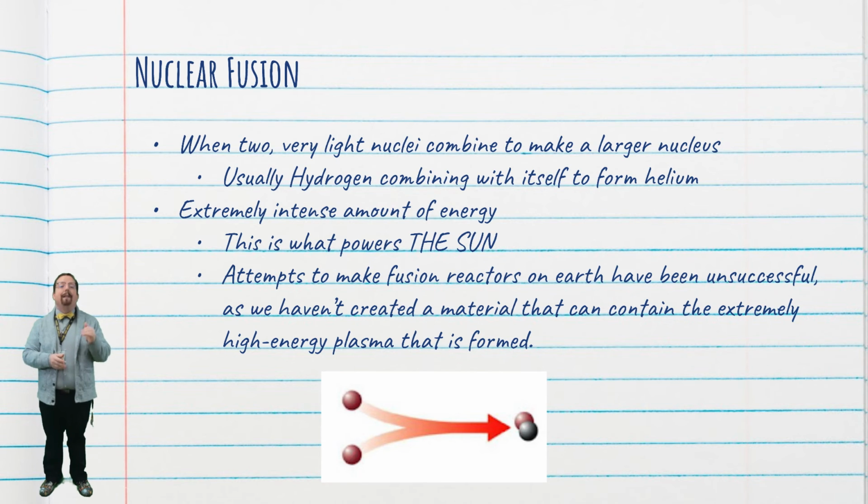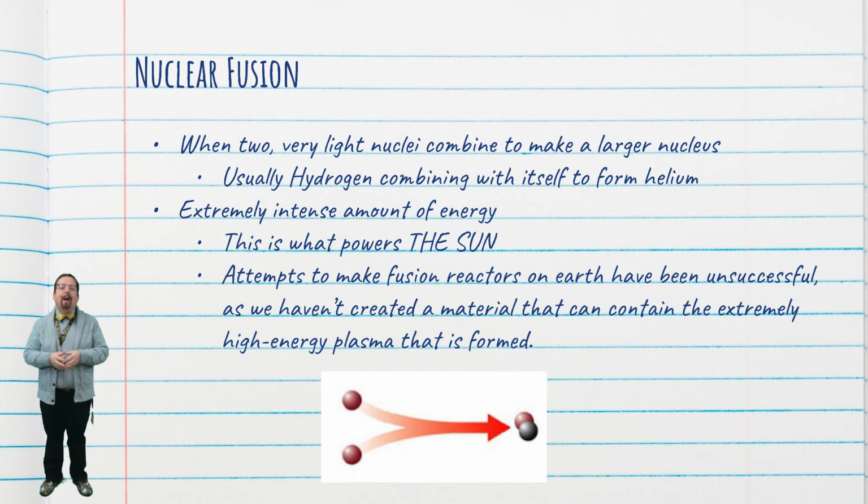When two very light nuclei combine to make a larger nucleus, we call it nuclear fusion. We usually see this in isotopes of hydrogen, like deuterium or tritium, fusing together to make helium. This releases even more massive amounts of energy than fission does. In fact, this process is what gives the sun all of its power. We've tried to make fusion reactors here on Earth, but so far have been unsuccessful. Since the plasma that's formed has so much energy, we don't have any material on Earth that can contain it.